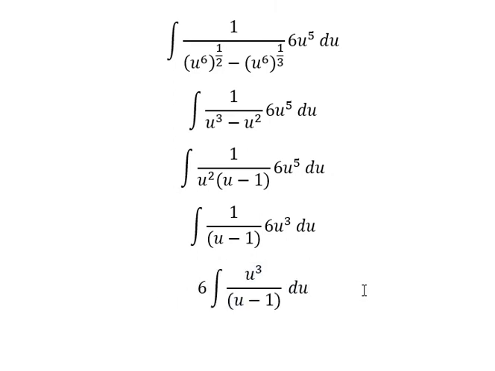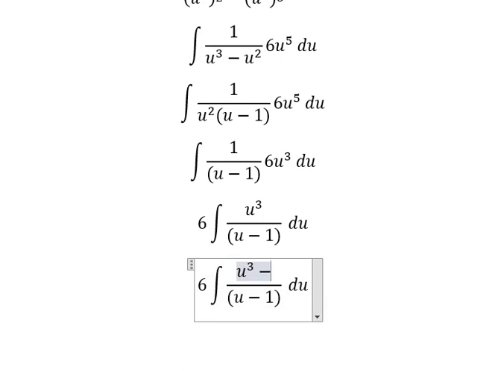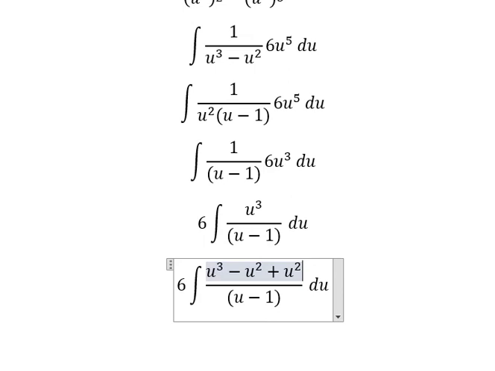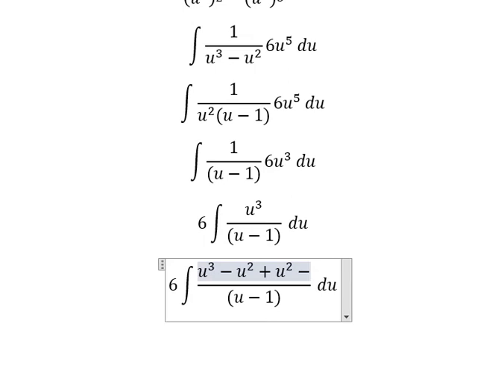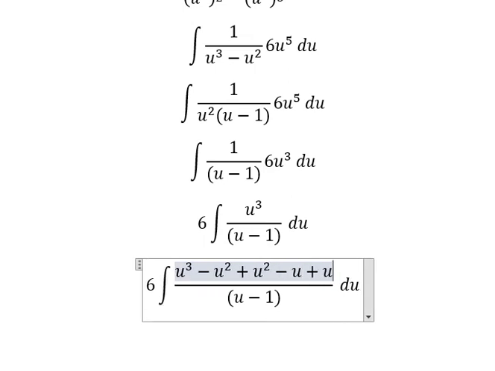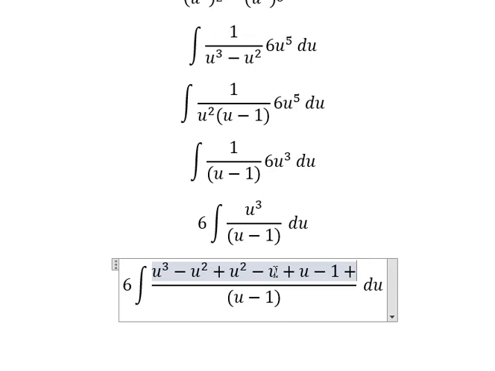Next, we need to add negative u square. Later that, we need to put back positive u square. Later that, we need to put negative u, positive u, negative number 1, positive number 1.